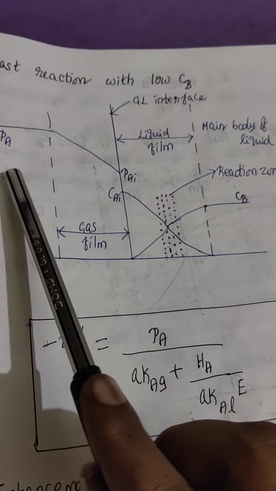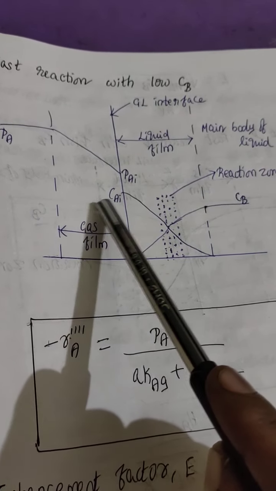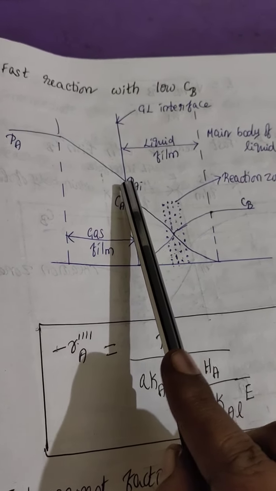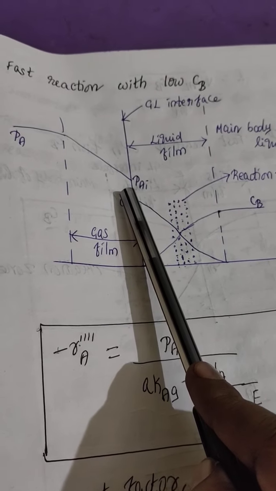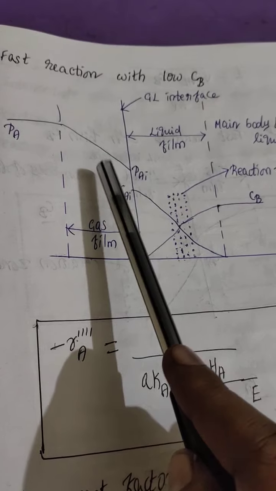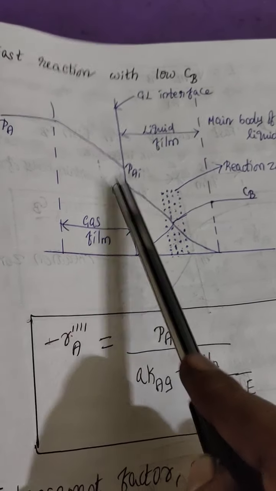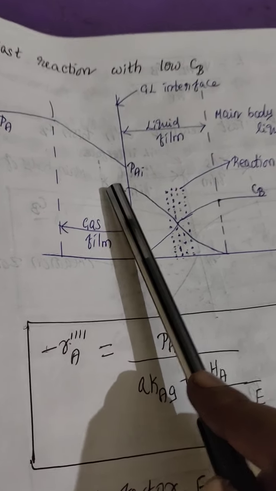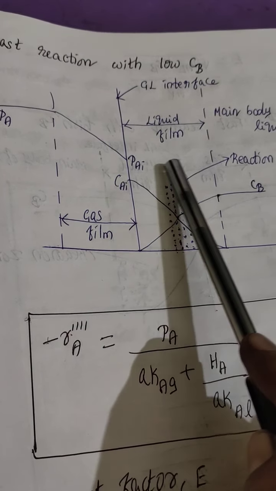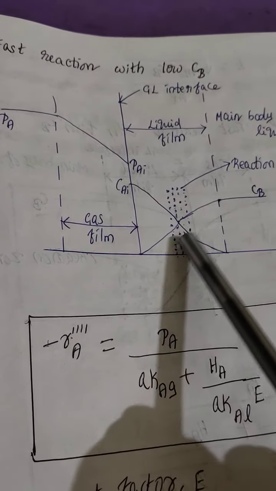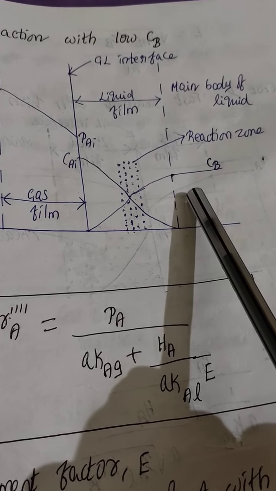So gaseous reactant A is moving towards the gas liquid interface, and here you can find that there is a decrease in concentration. As I have said already, it's due to the mass transfer resistance, there is a decrease in concentration and decrease in pressure. And here the reaction is faster, so the reaction will take place within the liquid film itself. It will not cross to the main body of the liquid.